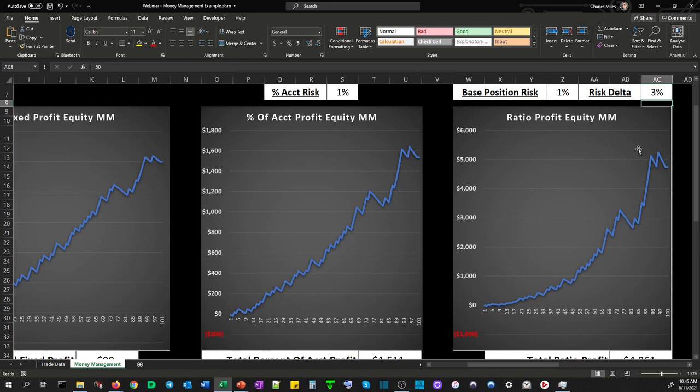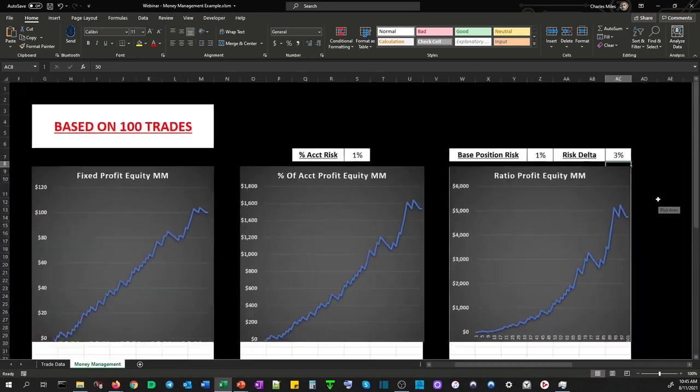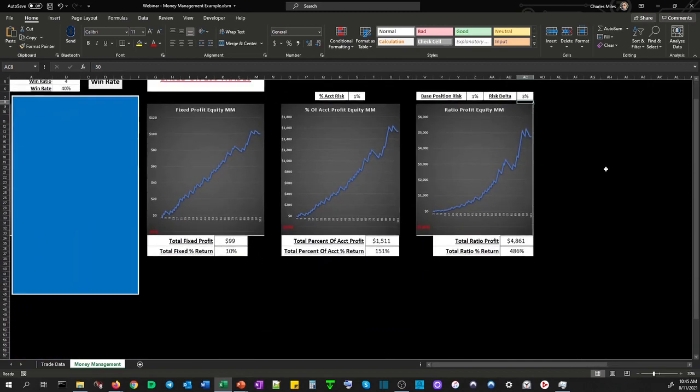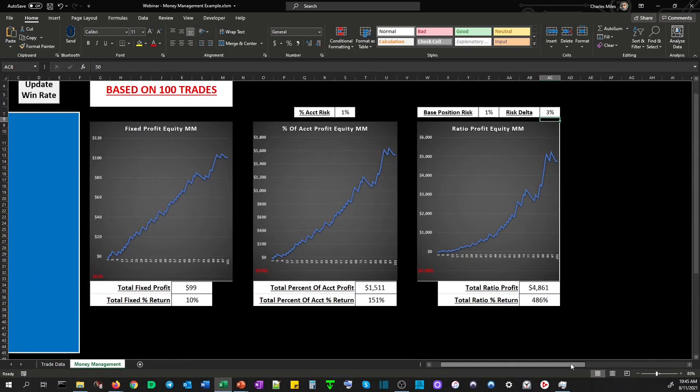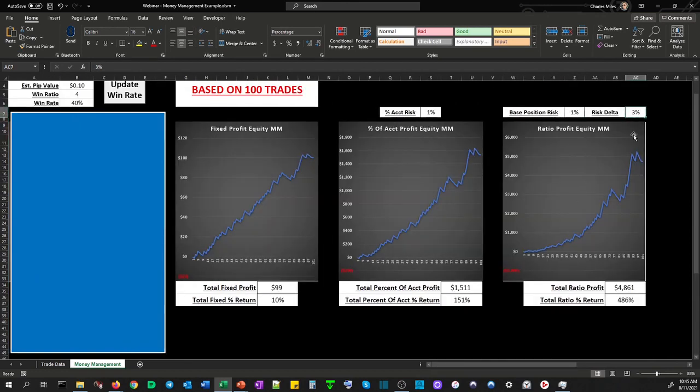Yes, the riskier you go, the more volatile everything is. So if you want to get more conservative, zoom in a little bit. We can go up to like 10%, and we'll see that we'll still outperform the percent of account, which is 1% only. A risk delta of 10%, higher number, more conservative.